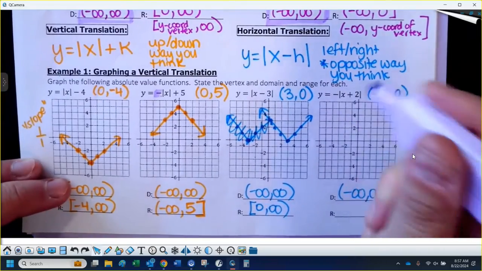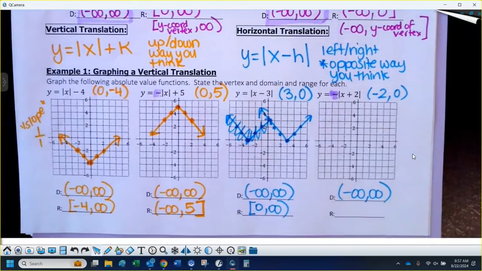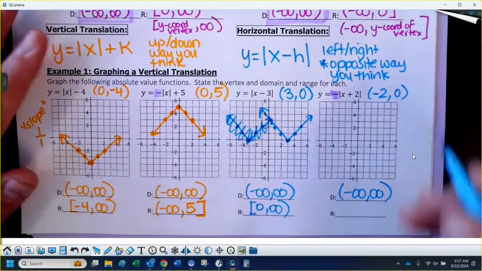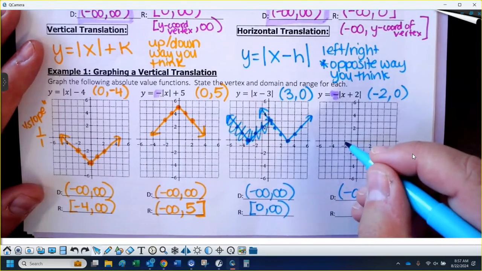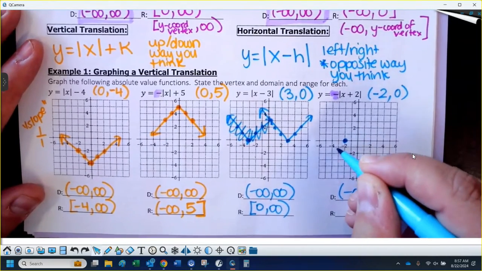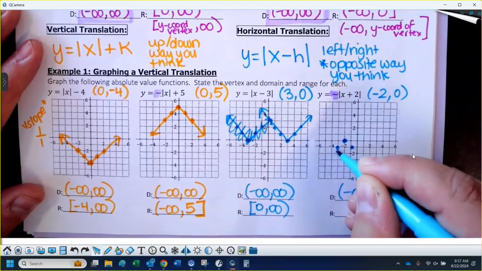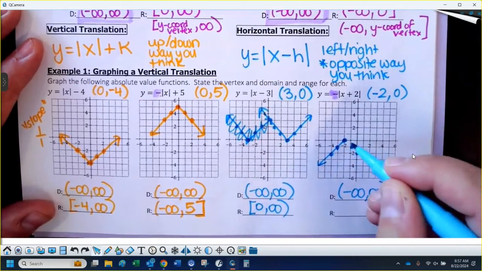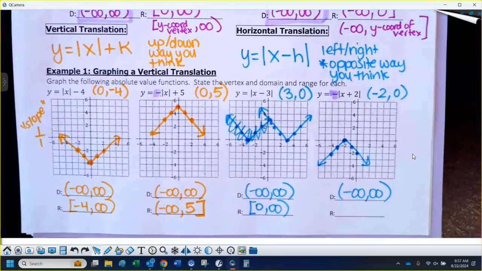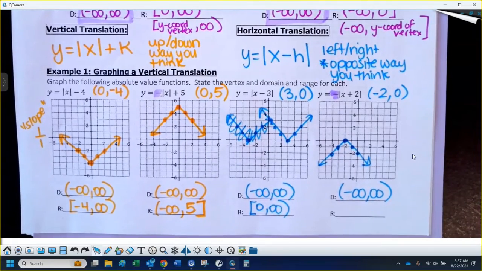This guy has a little negative in front. So I know that's just going to turn my v shape upside down. So don't do like I did on that last question. Make sure you go to the right point. So this one is -2, 0. And then just go down 1 over 1 on either side of that. And just going to connect it up. It's like 2 rays that intersect at that vertex.